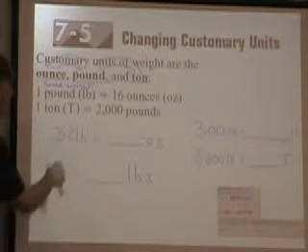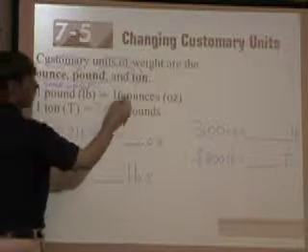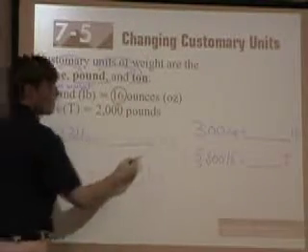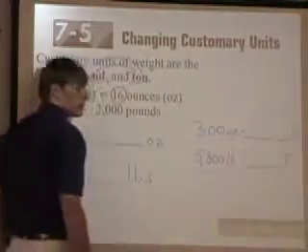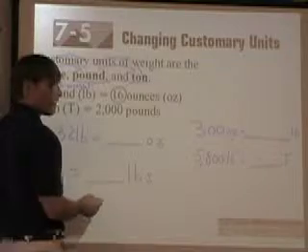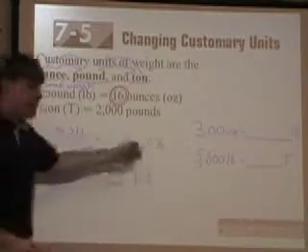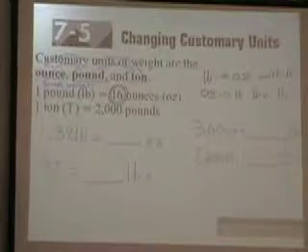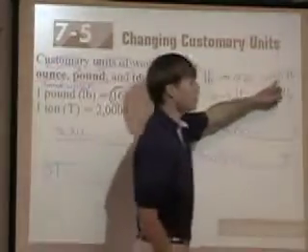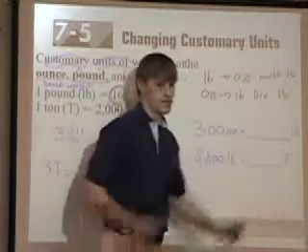Okay? So pound to ounce, you multiply times what? 16. But now if you go ounce to pounds, what do you do? If you multiply, what's the opposite of that? Divide by what? 16. So y'all need to write that down. Pound to ounce, you multiply. So if you're going pound to ounce, you multiply by 16. If you go ounce to pound, you divide by 16.